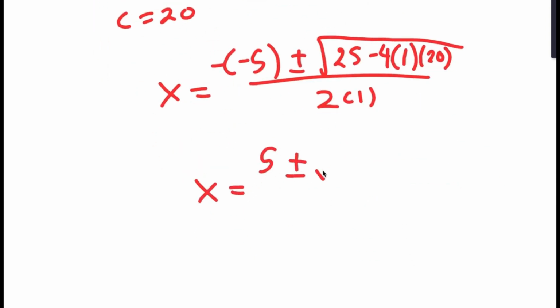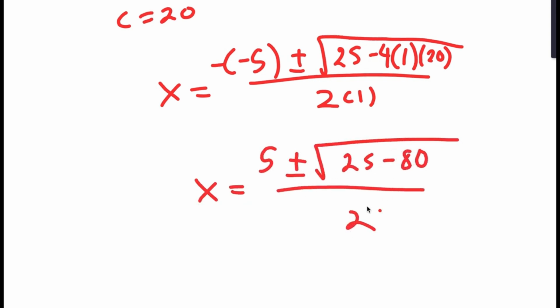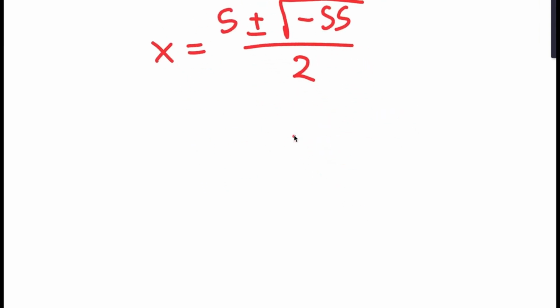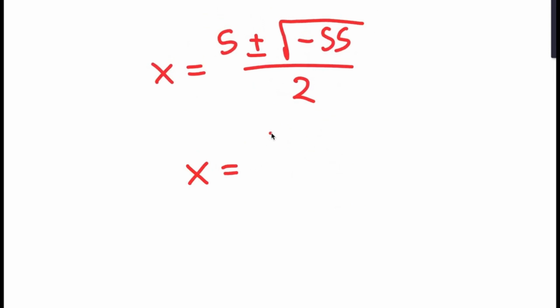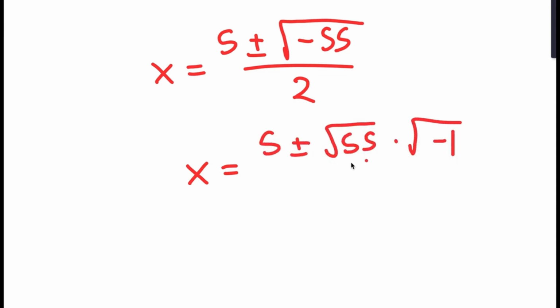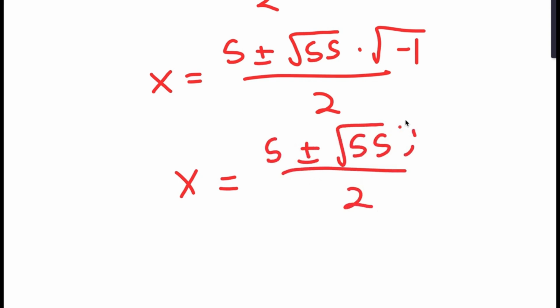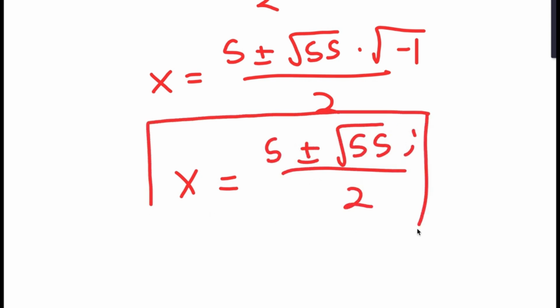And this is equal to 5 plus or minus the square root of 25 minus 80 over 2, which is equal to 5 plus or minus the square root of negative 55 over 2. Now, this is equal to the square root of 55 times the square root of negative 1 over 2. And the square root of negative 1 is equal to the imaginary number i. So I get 5 plus or minus the square root of 55i over 2. So this is two more solutions to this equation.